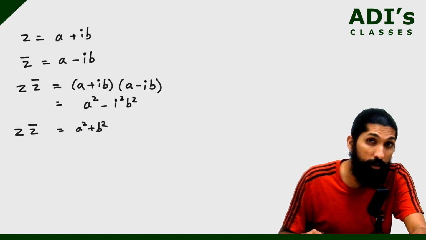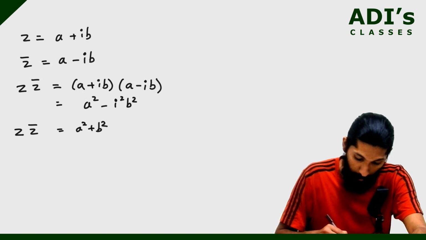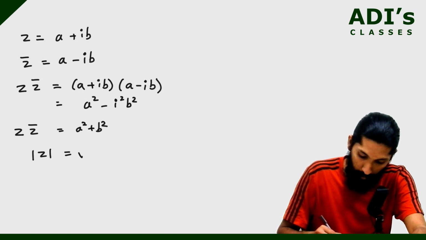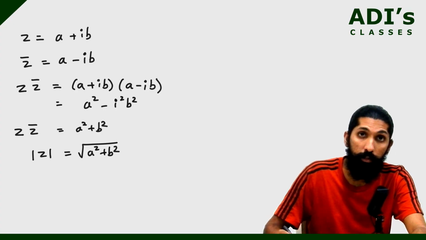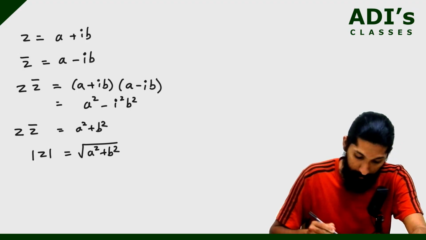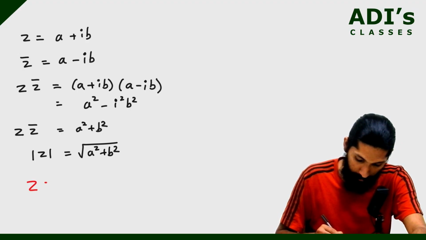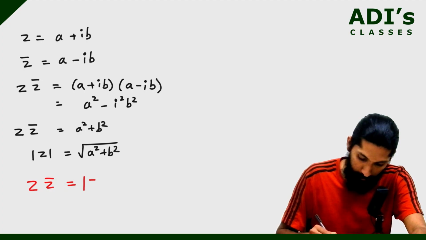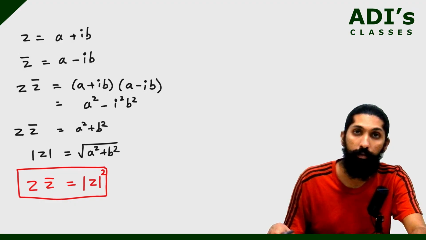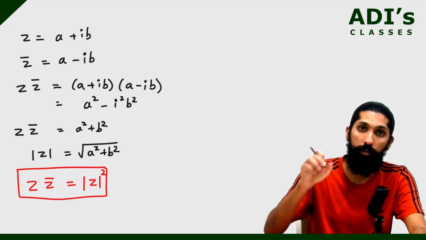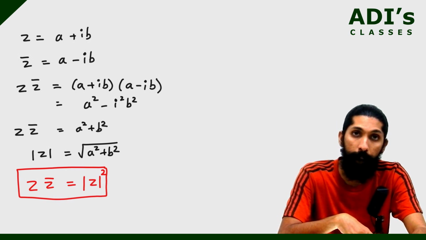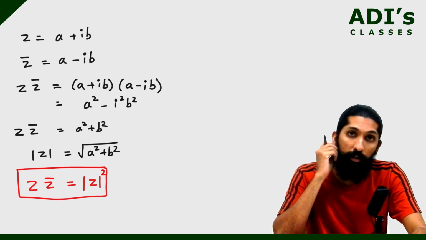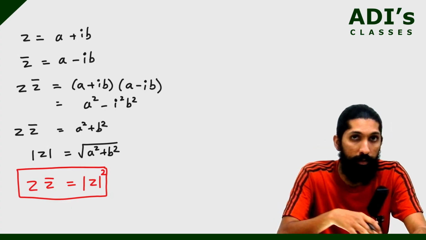What is the modulus formula? Mod of z is equal to root of a square plus b square, correct? Look at the RHS, it's just a square plus b square. So what we can write from this is that z into z conjugate is equal to mod of z whole square. Now this is a very important identity, and this is the relation between the conjugate of a complex number and the modulus of a complex number. Now why is this important? Because we try to calculate the inverse of a complex number.